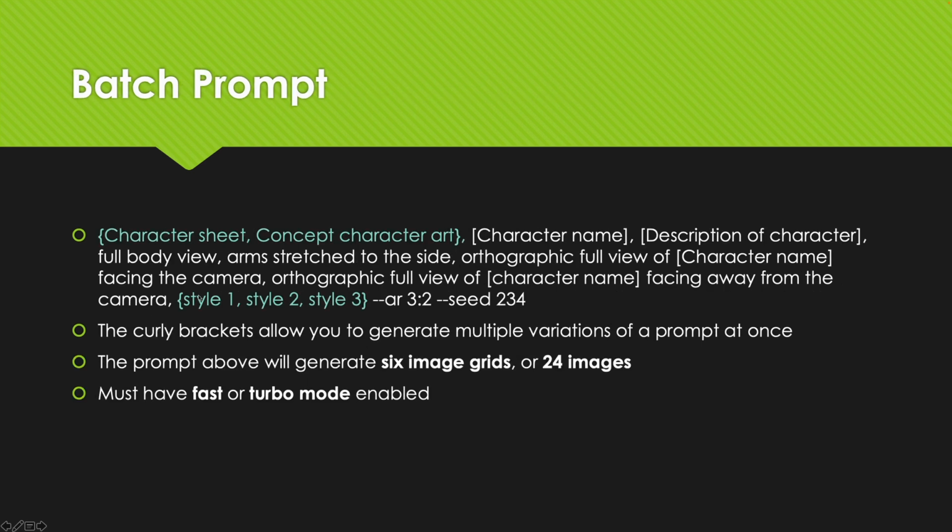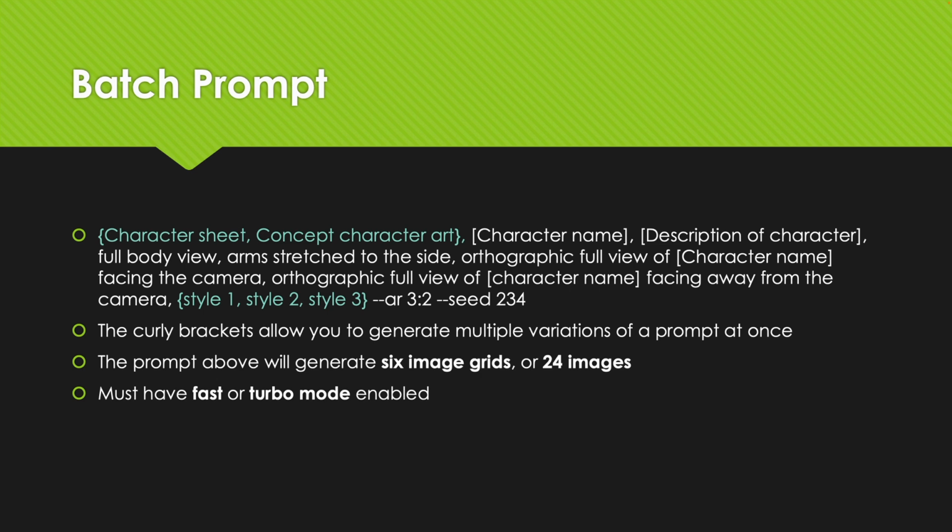And then if you are using fast mode or turbo mode, you can also use a batch prompt, which is where you can create multiple versions of this. So in one version you'll have character sheet, and the other you'll have concept character art. This usually doesn't make a big difference, but sometimes it does. Then you add your character name, the description of the character, and then you can put different art styles here. The curly brackets allow you to generate multiple variations of a prompt at once. The prompt above will generate 6 image grids or 24 images, but you must have fast or turbo mode enabled.